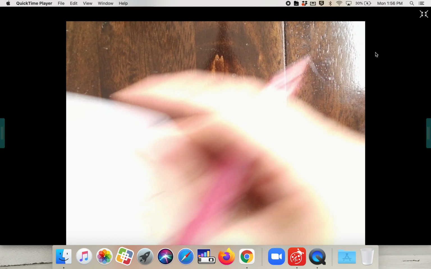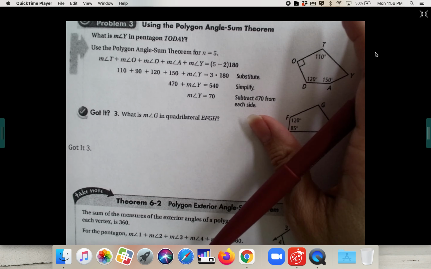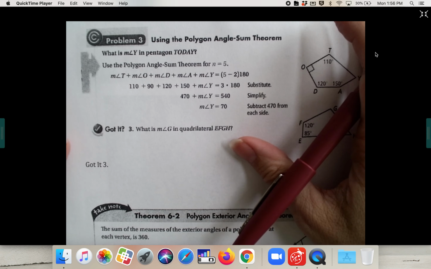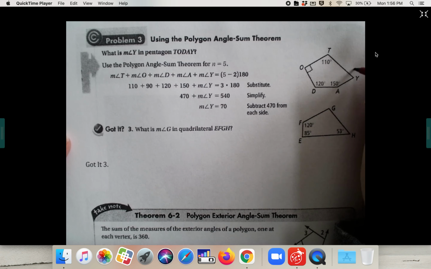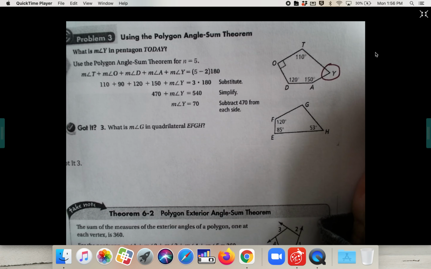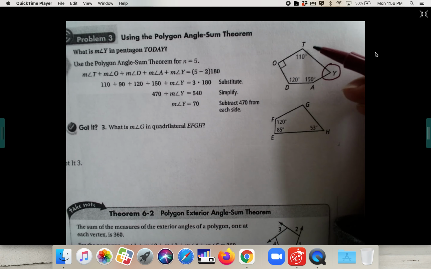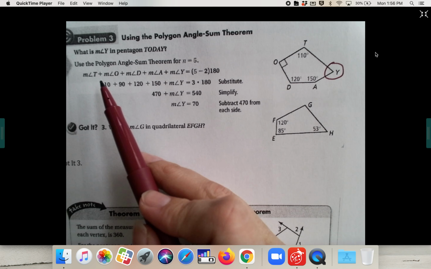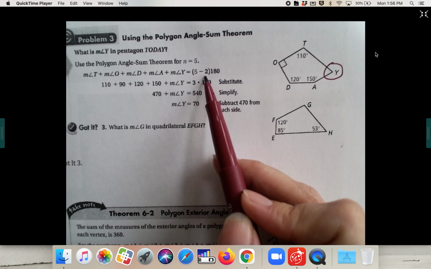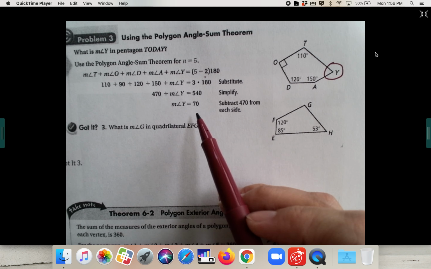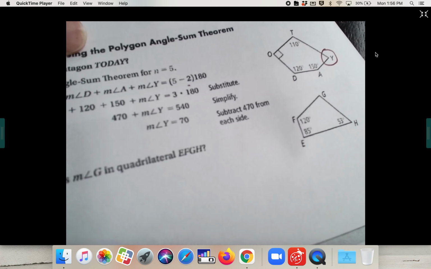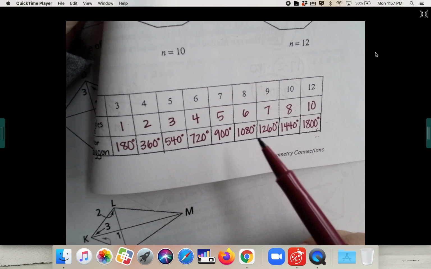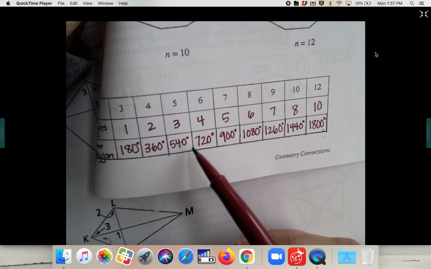All right, let's look at the last page of lesson 6.1. This one is now using the polygon angle sum theorem. They want to know, what is just the measure of angle y? This is the only one we don't know in the pentagon. So what you do is add them all up, just like they did here, and they're doing it with algebra, but really, if we know that a 5-sided shape is going to measure 540 degrees, it's also on the front here. A 5-sided shape measures 540 degrees.